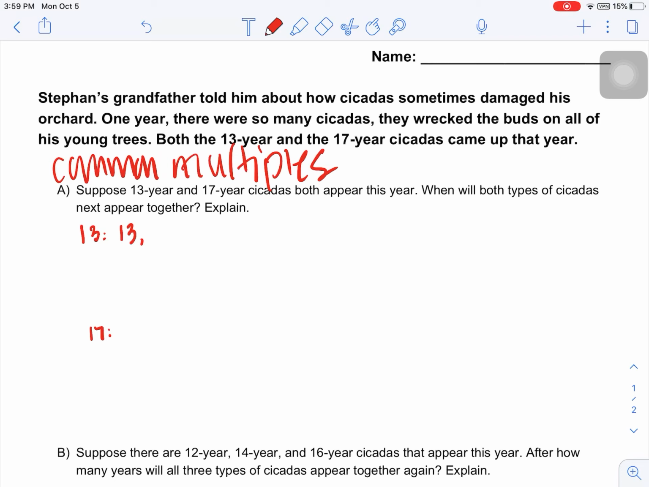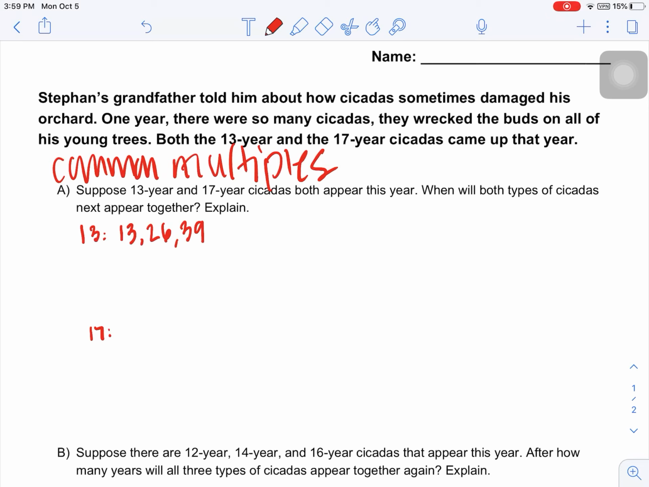I'm going to make my list. So I can either take 13 and multiply it by 2 to get my next multiple, or I can just add 13 onto my number. I'm going to do multiplication, so 13 times 2 gives me 26. I'm going to add 13 more, or multiply by 3, and I'm going to get to 39.